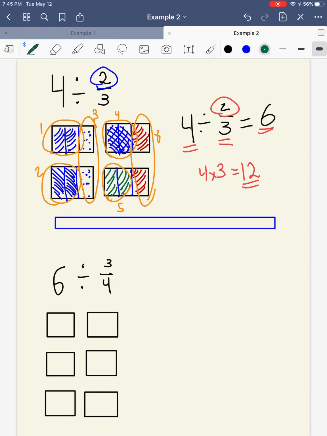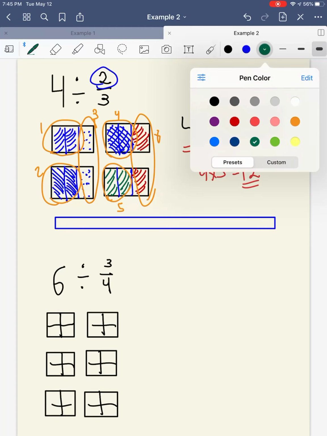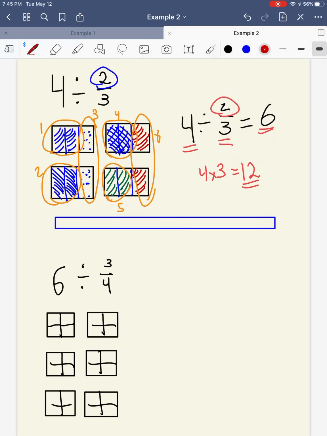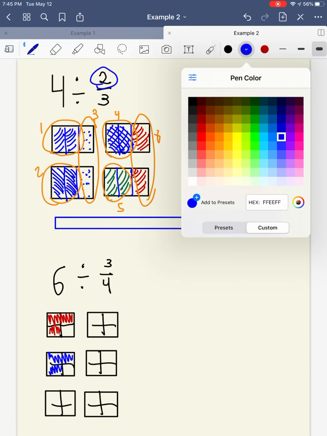Okay, so let's go down to this bottom one. 6 divided by 3/4. So we'll split these into fourths. So there's a fourth, there's a fourth, there's fourths, and then fourths. Okay, and again, let's figure out how many groups of 3/4 there are. So there's 3/4. There's 3/4.